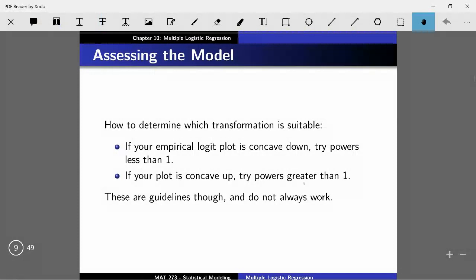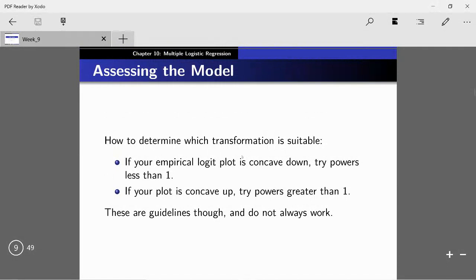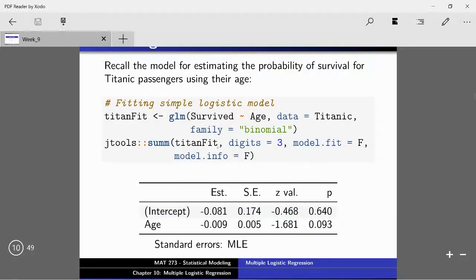These are guidelines, though, and don't always work. It's just a general approach that's worth trying. What you should do is replot the empirical logit plot after the transformation and see if you made it linear. Otherwise, you can't know for sure if it worked. We'll look at an example of doing that.